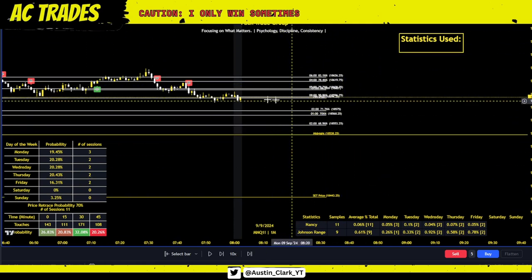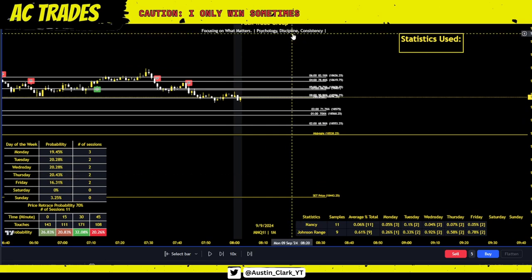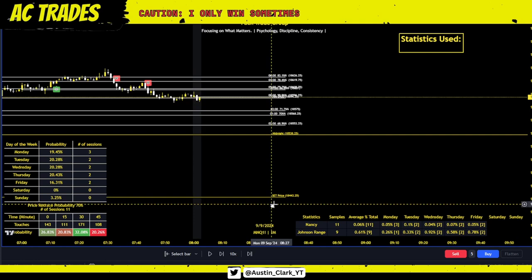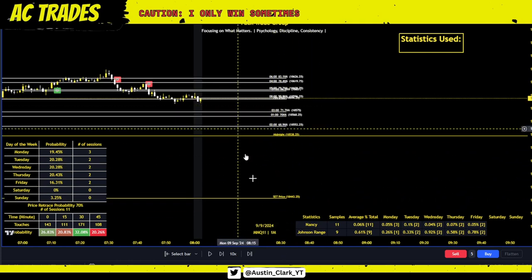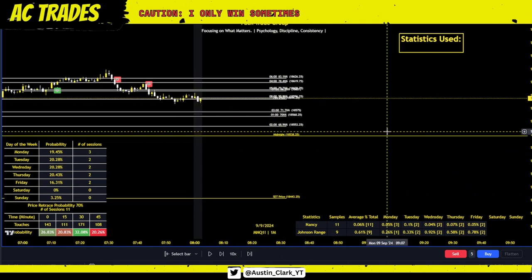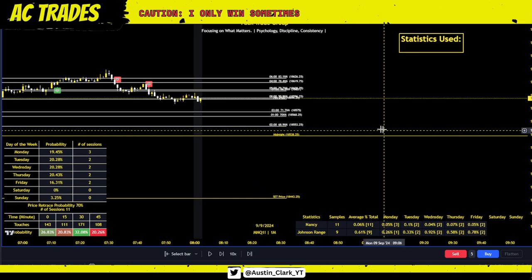And if I'm above statistically backed lines, I'm short. If I'm below all of these statistically backed lines, I'm going long, or at least I'm looking for longs. I'm not just blindly clicking the buy and sell button.